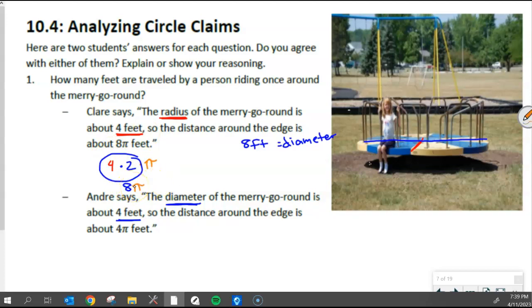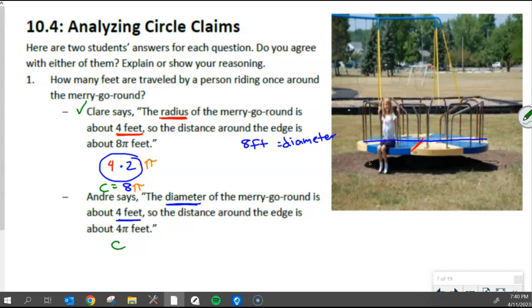Remember, that's what we call keeping it in terms of pi. So this answer is still in terms of pi, 8 pi. It looks like Claire's calculation has been done correctly. Let's take a look at Andre's calculation. Now, we don't agree with his measurement. We think that his measurement was probably a little bit too small, but let's take a look at his work.